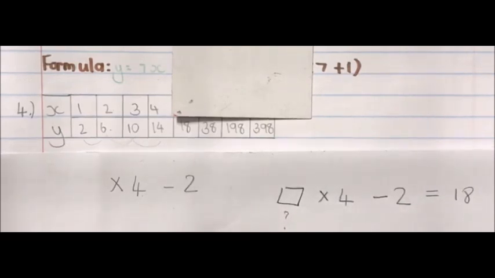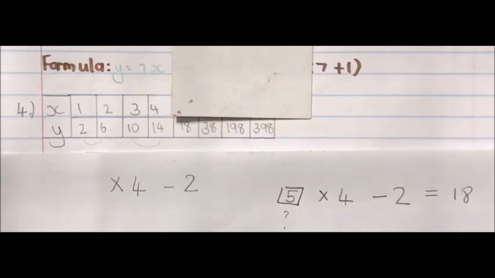I have to use inverse calculation. So that means 18 plus 2 gives me 20. And what is the inverse calculation of times 4? Yes, divide by 4. So 18 plus 2 gives me 20. Divided by 4 gives me 5. Let's test our answer. 5 times 4 is 20. Minus 2 gives me 18.